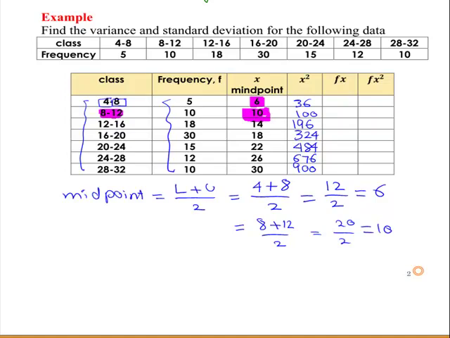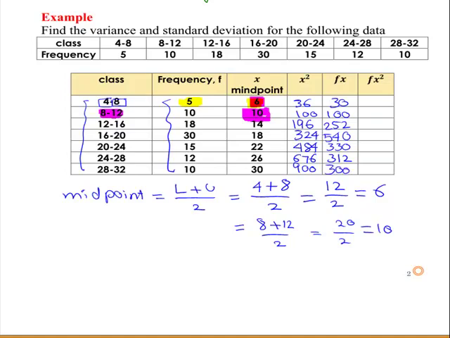The multiplication between 5 and 6 will give you 30. Yeah, it's correct, 30. Then 10 multiplied by 10 will give you 100. Then 18 multiplied by 14 will give you 252. 30 multiplied by 18 will give you 540. Then 15 multiplied by 22 will give you 330. 12 multiplied by 26 will give you 312. And the last one, 10 multiplied by 30, will give you 300.